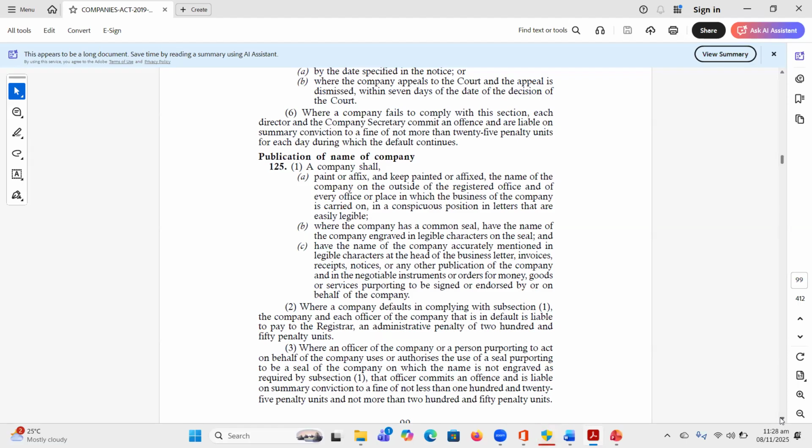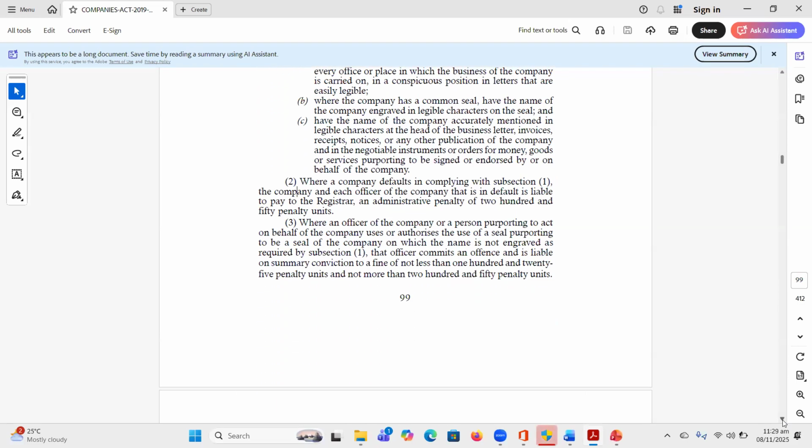B. Where the company has a common seal, have the name of the company engraved in legible characters on the seal. And C. Have the name of the company accurately mentioned in legible characters at the head of the business letter, invoices, receipts, notices, or any other publication of the company, and in the negotiable instruments or orders for money, goods, or services purporting to be signed or endorsed by or on behalf of the company.